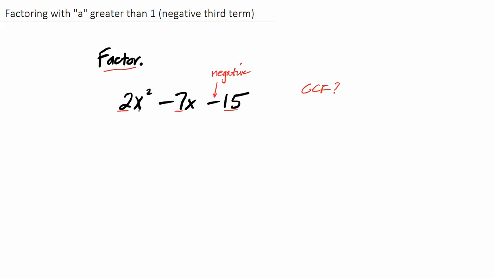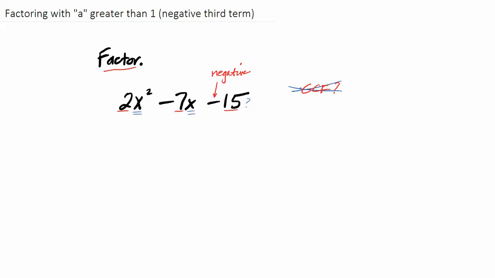But let's take a look at the variables. So there's an x squared, there's an x, but there's no x here, and so I don't have a variable that's a common factor. So basically I'm saying there is no common factor for this trinomial, these 3 terms.